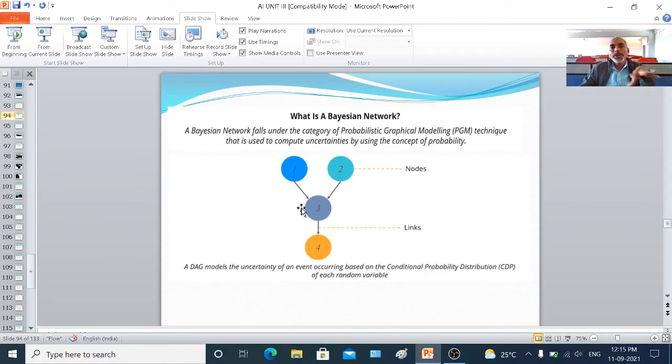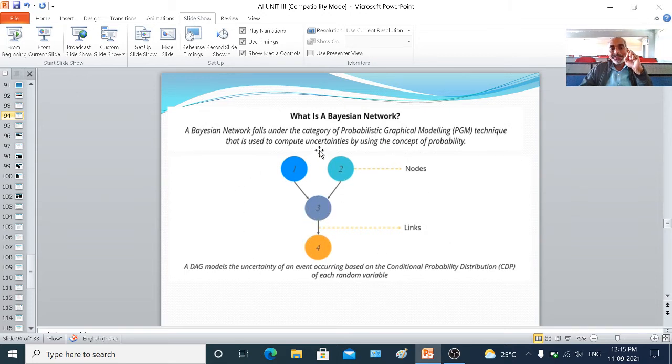Formally, we can define the Bayesian network as follows. A Bayesian network is a graphical way in which you represent the probability of particular events. It is also termed a probabilistic graphical modeling technique that is used to compute uncertainty using the concept of probabilities. This is a simple diagram you can see. You will have some nodes and each node is connected with some link.